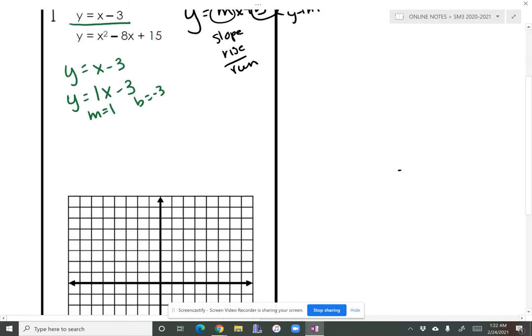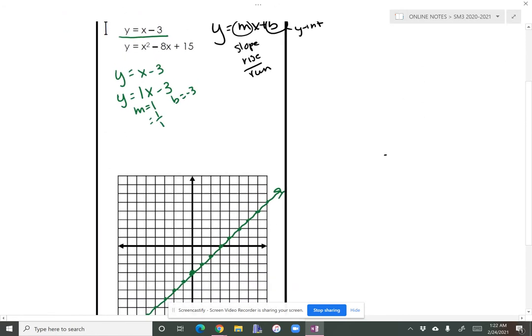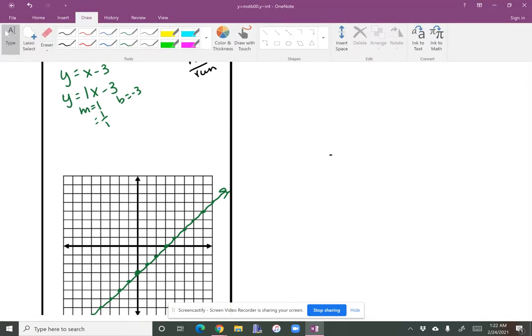So in order to graph that, I'm going to go to this graph. I'm going to go to negative 3. That's where I'm going to start. And I'm going to go up 1 over 1 because this is really 1 over 1. So when I do that, I'm going to keep doing it for the whole graph. Okay, and I get this line right here. Graphing lines we should feel pretty good about. So I graph that one.